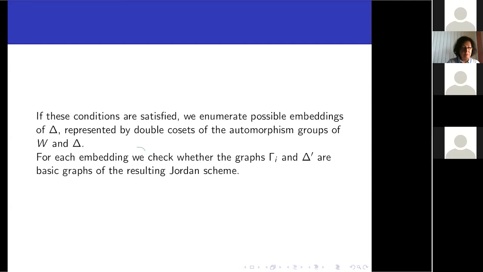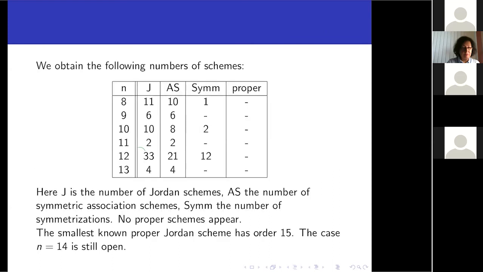And we check whether we get a rainbow, and we check whether that rainbow then is a Jordan scheme. And these are the results so far. We get a certain number of Jordan schemes. Of those, most of them are actually symmetric association schemes. The others so far are symmetrizations of association schemes, and we do not find any proper schemes here.